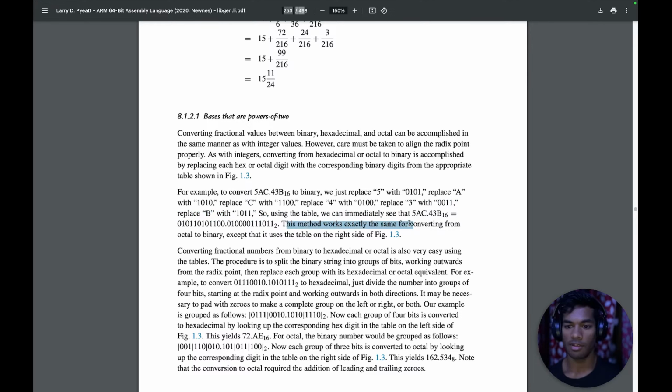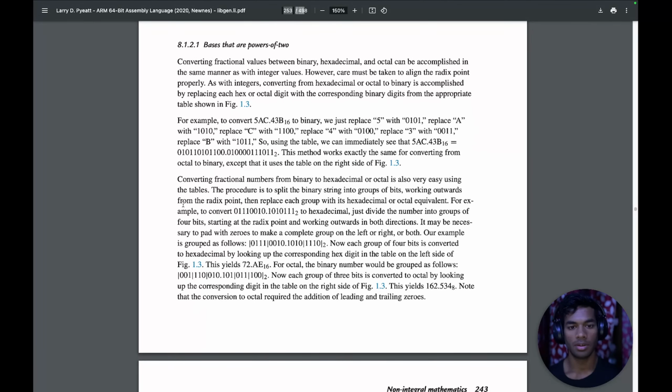This method works exactly the same for converting from octal to binary, except that it uses the table on the right side. Converting fractional numbers from binary to hexadecimal or octal is also very easy using the tables. We do not need the tables. We can just calculate this on the fly.